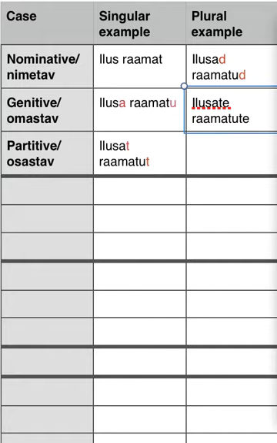Ilusate raamatute. Ilusate raamatute. An example sentence in English: the cover of the beautiful books was filled with scribbles. In Estonian, ilusate raamatute kaas oli täis kritseldusi.